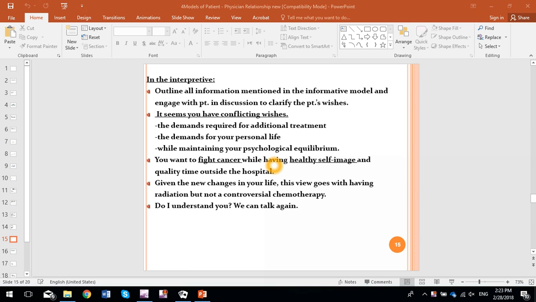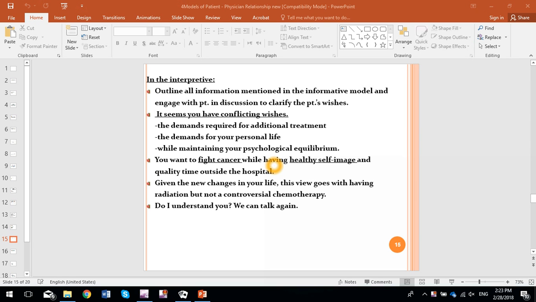Now, this is what he says: you want to fight cancer while having a healthy self-image, and the quality time outside the hospital. You want to maintain your social life by maintaining a healthy self-image, and at the same time you want to fight cancer.